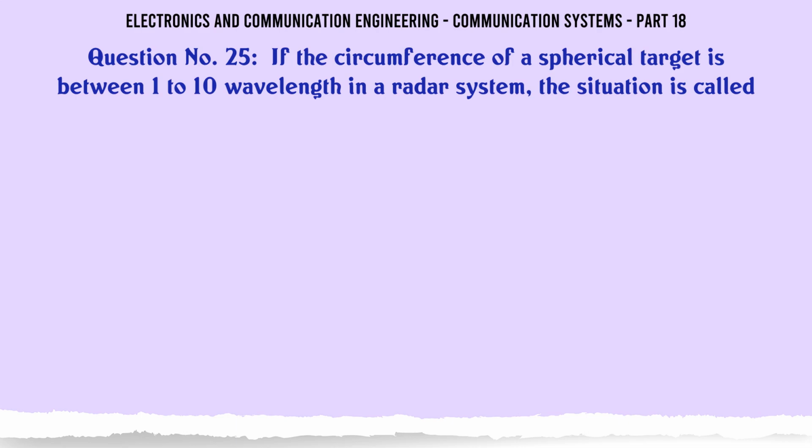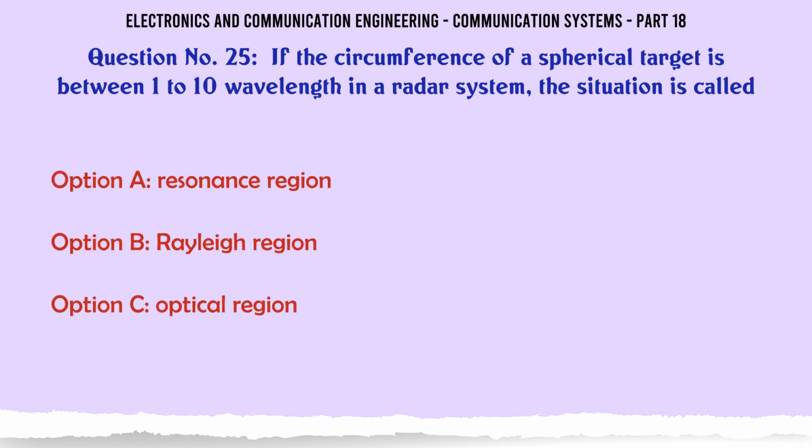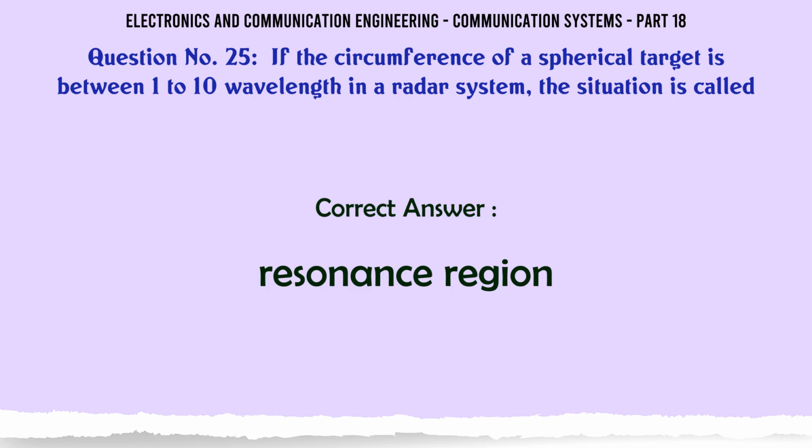If the circumference of a spherical target is between 1 to 10 wavelengths in a radar system, the situation is called A. resonance region, B. Rayleigh region, C. optical region, D. binomial region. The correct answer is resonance region.